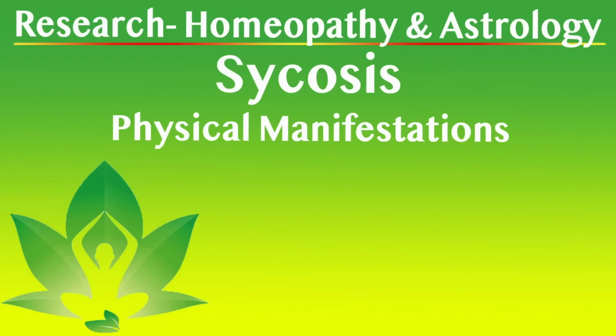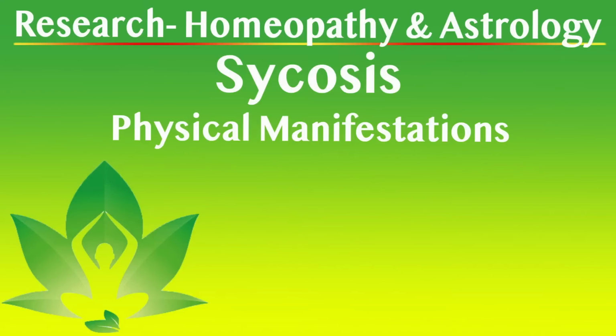Sycosis physical manifestations, planets and houses. In the Sycosis Miasm, physical manifestations include abnormal growths, chronic inflammatory conditions, and swelling. These conditions arise from excessive or abnormal activity in the body's tissues, reflecting an overactive, unregulated state that can lead to stagnation and chronic disease.